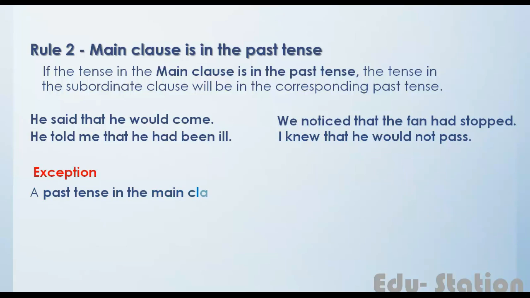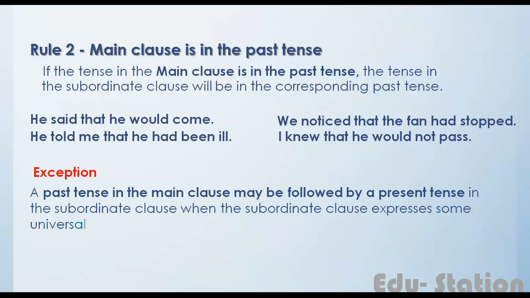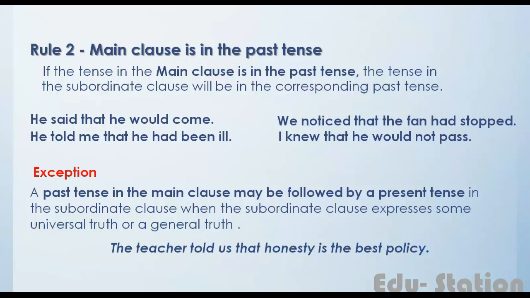Exception. A past tense in the main clause may be followed by a present tense in the subordinate clause when the subordinate clause expresses some universal truth or a general truth. For example, the teacher told us that honesty is the best policy. He told me that the Hindus burned their dead.